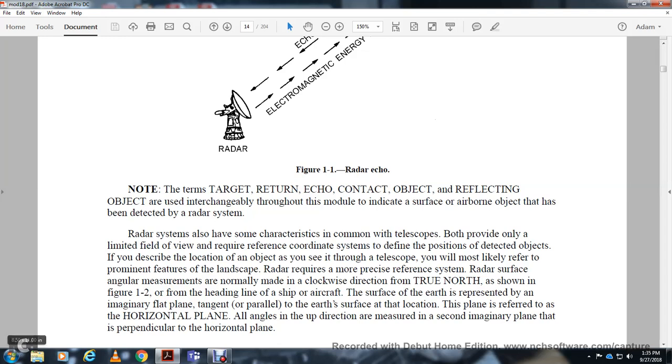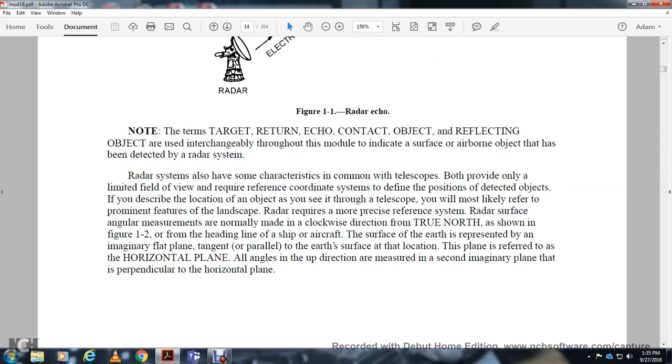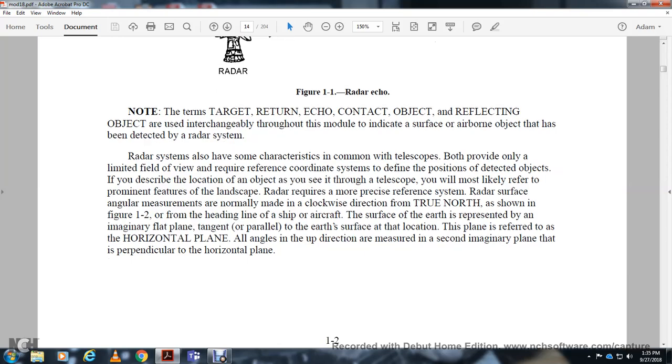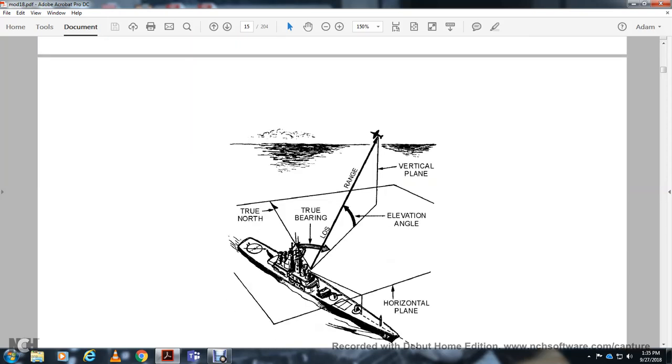The radar reference system, with angular measurements normally made in a clockwise direction from true north, is shown in Figure 1-2. The heading of the ship or aircraft with respect to the surface of the earth is presented in an imaginary flat plane, tangent or parallel to the Earth's surface at that location. This plane is referred to as the horizontal plane. All angles in the up direction are measured in a secondary imaginary plane that is perpendicular to the horizontal plane.